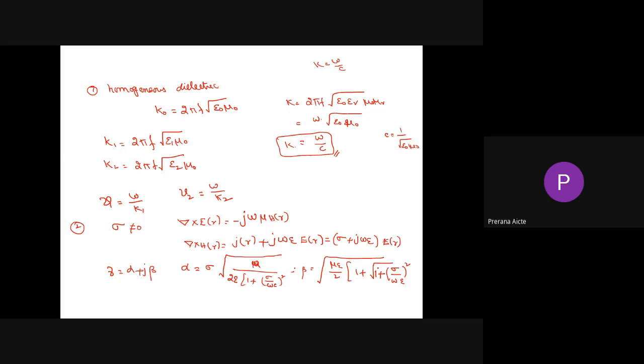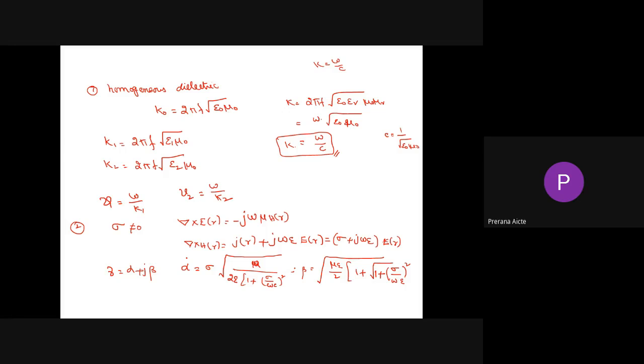Now here, alpha and beta: alpha is nothing but the attenuation constant and beta is the phase constant. So the propagation constant can be defined in terms of the attenuation and phase constants. The unit of the attenuation constant is nepers per meter, and the phase constant beta is in radians per meter.